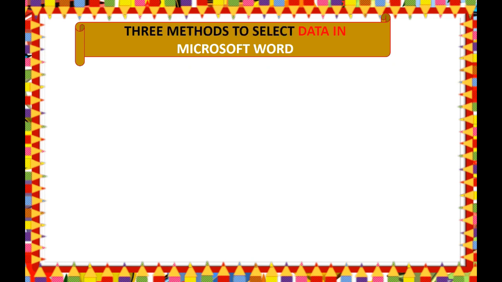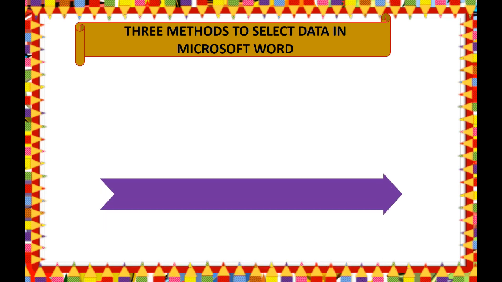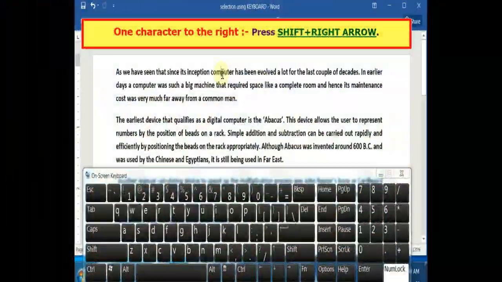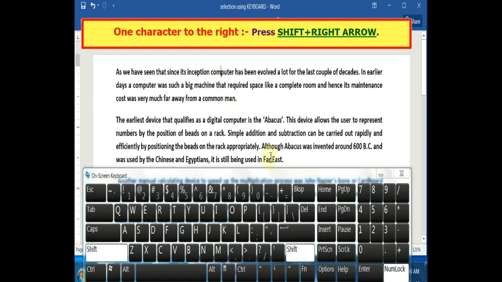So in the previous video, we have seen how to select the document or the entire text or any part of the text using the mouse. So today in this video, we are going to learn how to select the text using the keyboard. So let's start. Here I have an on-screen keyboard, which is available on your computer also.